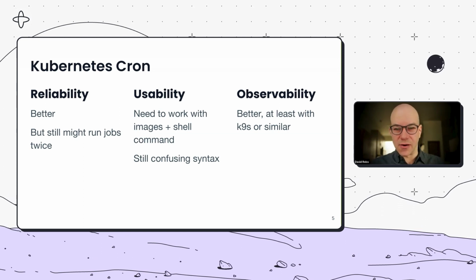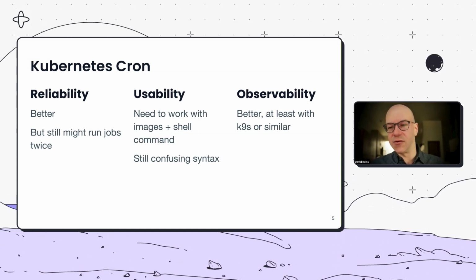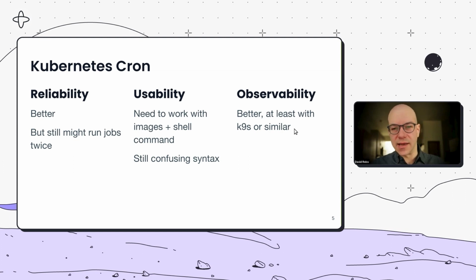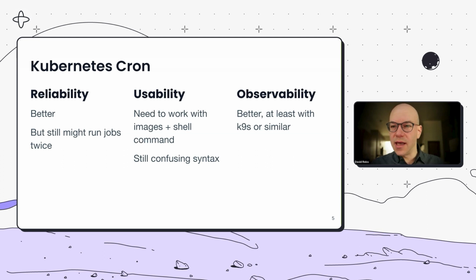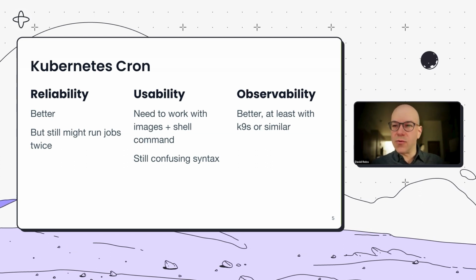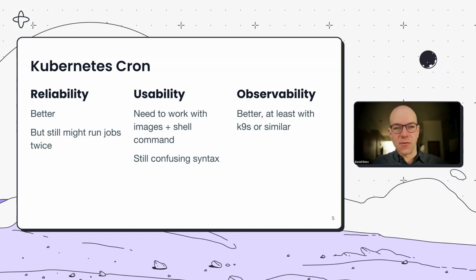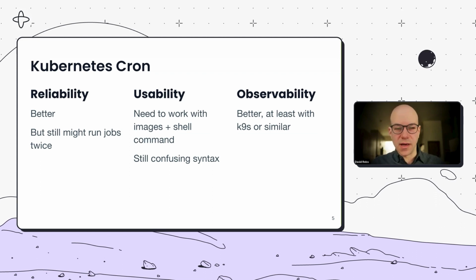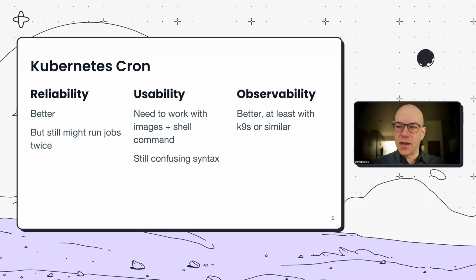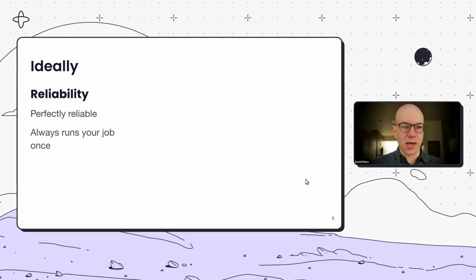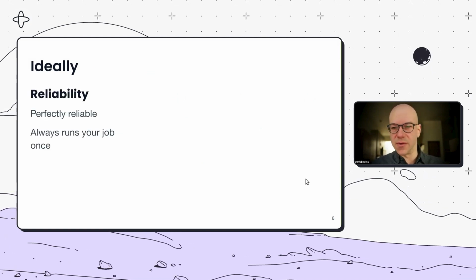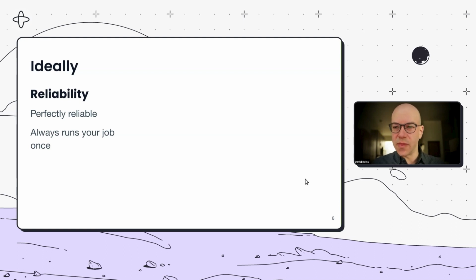Observability story is better, navigating around your job runs and getting logs, at least if you use some front end like K9s or something. But so what do we want? What's the ideal thing that we want from a cron type system? We want it to be reliable. We want it to run your job exactly once, exactly when it's supposed to.